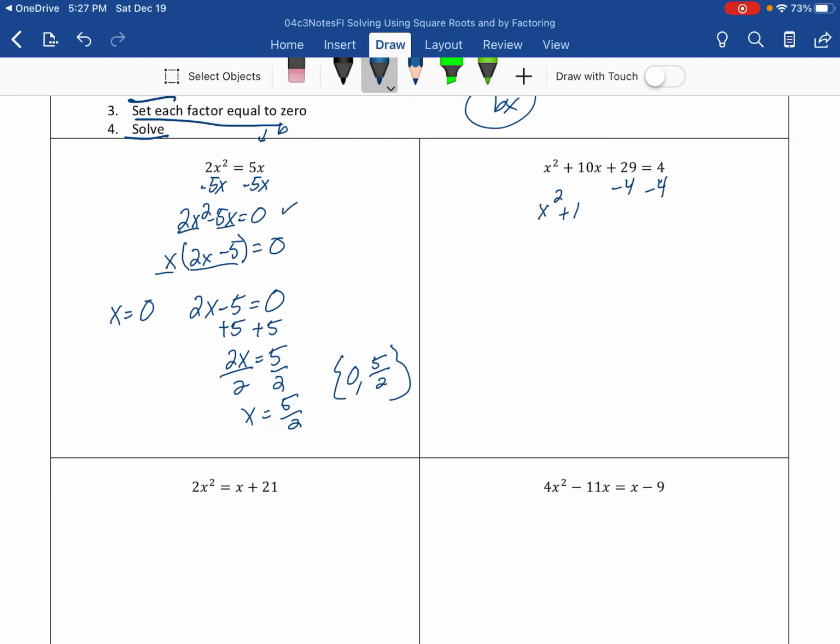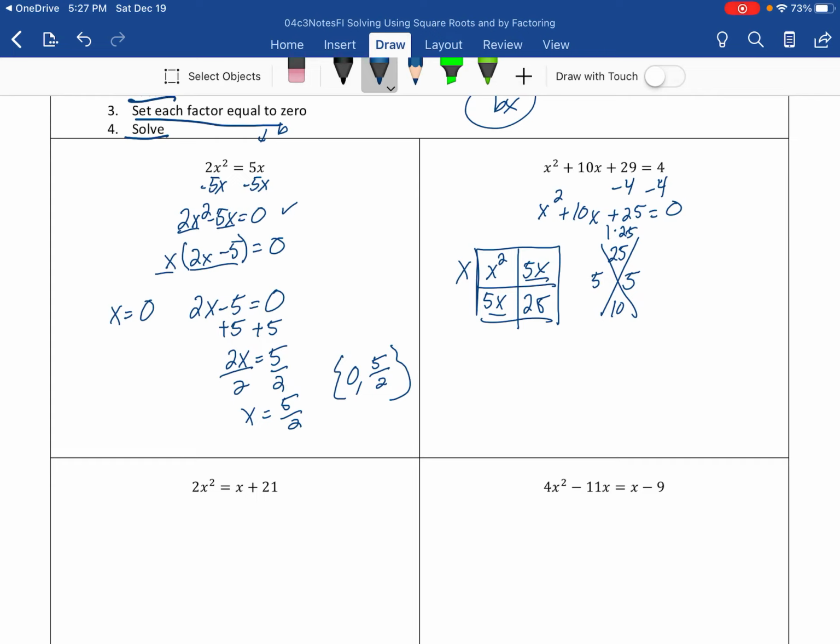So for this one, I would subtract 4. So this would be x squared plus 10x plus 25 is equal to 0. Then I would go through and I would factor. I'd have to factor this one because I have 3 terms. I can't combine any of my like terms. So this is x squared and 25. I look for the two numbers that go here and here. I know they multiply to be 25, 1 times 25, and they add to be 10. It's going to be 5 and 5.